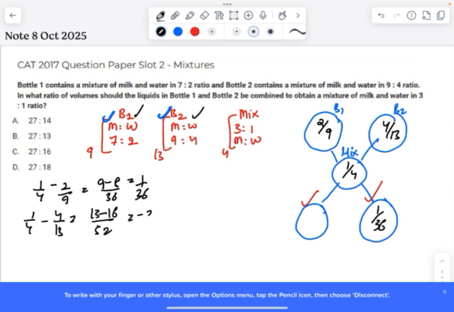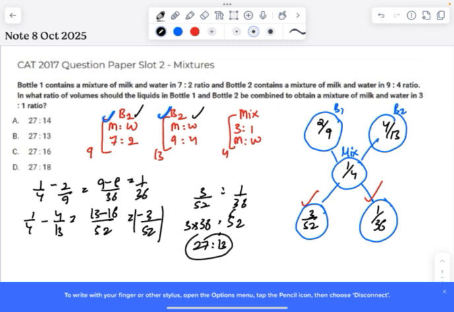Again 1/4 minus 4/13, which is 13 minus 16 over 52, giving us minus 3/52. Ignore the negative value, 3/52. So 3/52 is to 1/36, or 3 into 36 is to 52, which again gives us 27 is to 13. So we again get the same answer using the water.